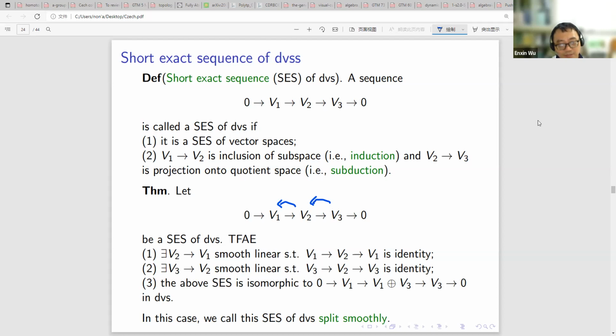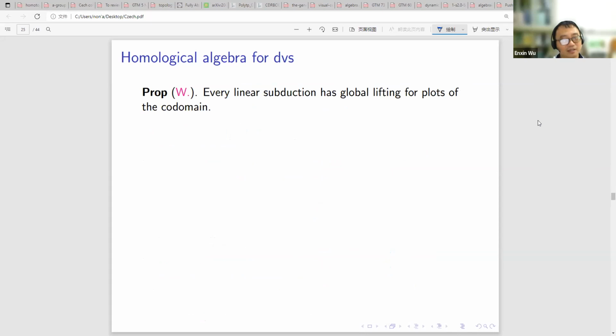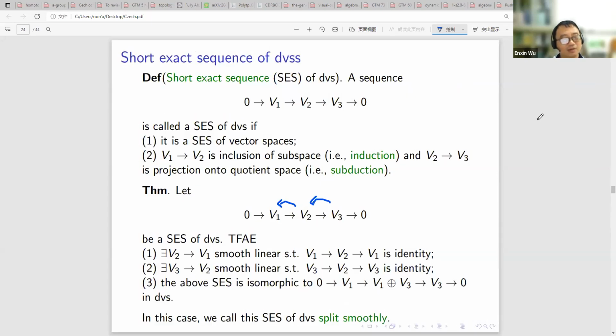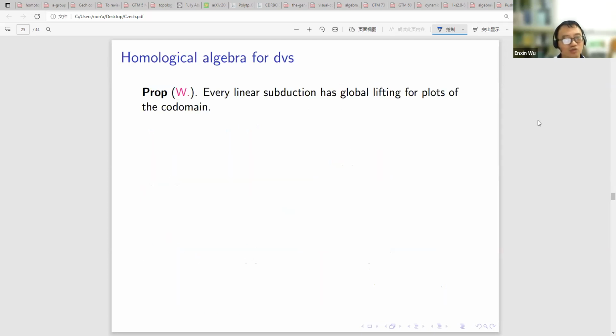So you might be curious, because for vector spaces, every short exact sequence always splits. What about diffeological vector spaces? If you have some experience with topological vector spaces, you know this is not always the case. And so the same is true for diffeological vector spaces. And the example is the one I have mentioned earlier from Borel's lemma. But to be more precise for some results, let me first of all mention one thing.